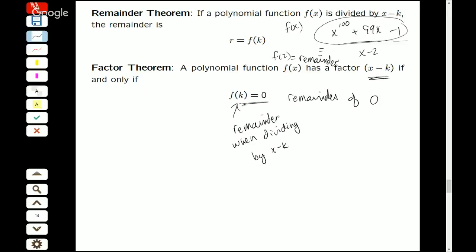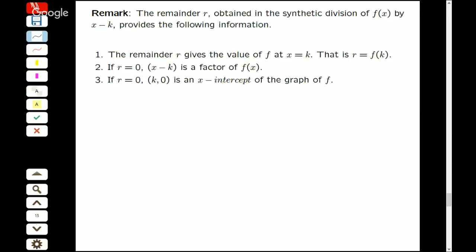So let's see how to use this theorem. It's actually kind of entertaining. The remainder r obtained in synthetic division by f of x provides the following information. The remainder r gives the value of f at x equals k. In other words, f of k is our remainder. If the remainder is 0, then x minus k is a factor. If the remainder is 0, then k is an x-intercept. That's what it's saying. These two mean the same thing. So now let's talk about factoring.